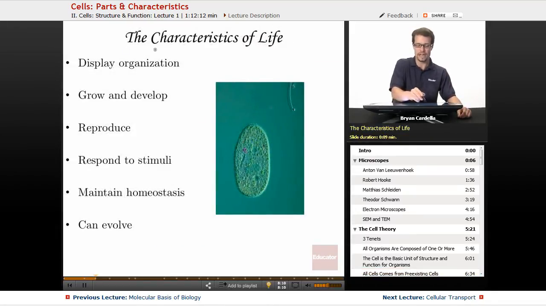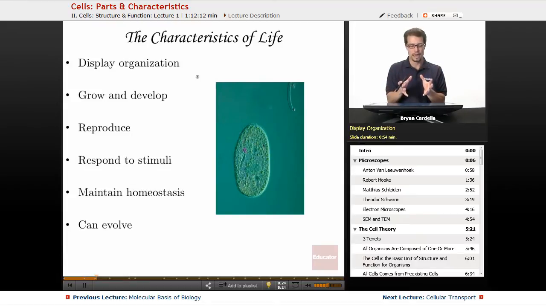The characteristics of life. So what is true of every living being? And these are generalizations, but these are true. Display organization. There's a certain kind of building in terms of how an organism is put together. Even something that looks amorphous at first glance, like this. This looks kind of like just a blob, but this is a paramecium. This is a living single-celled organism, unicellular if you want to call it that.